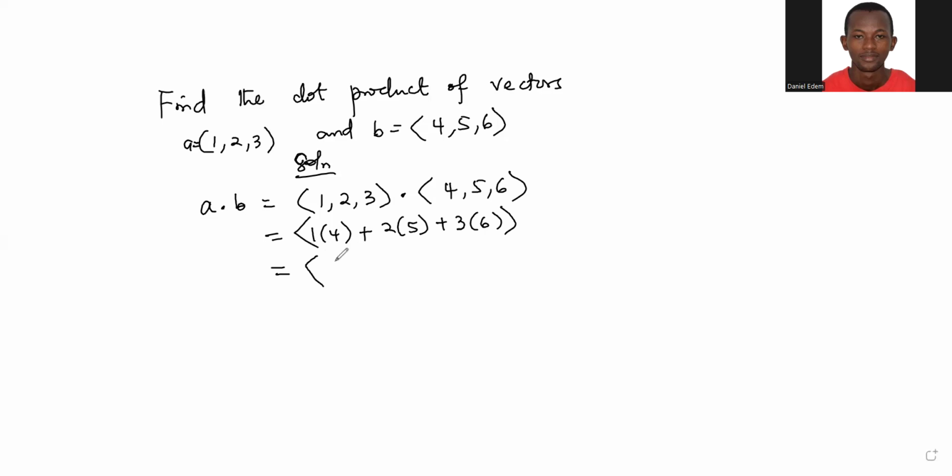So 1 times 4 will give you 4. 2 times 5 is 10. And 3 times 6 is 18. So 4 plus 10 is 14, plus 18 gives you 32. So two vectors, the dot product eventually giving us a scalar to be 32. So you take note of that. All right. So take note of this.